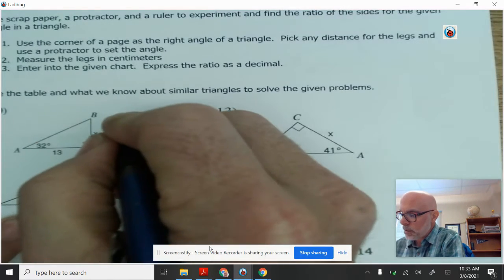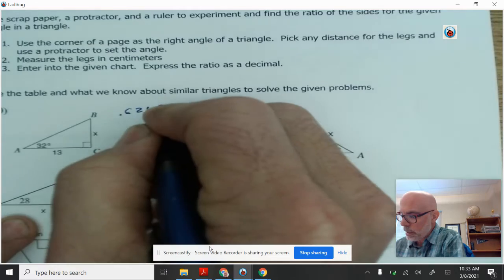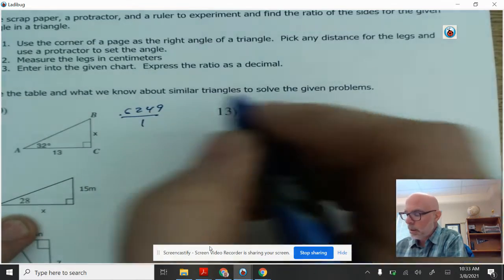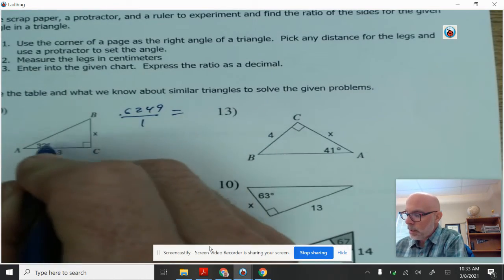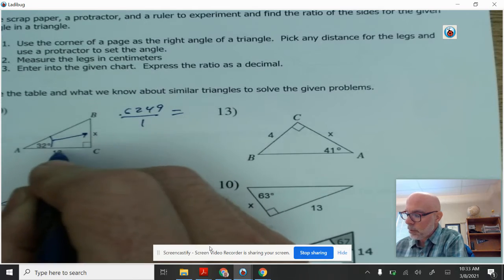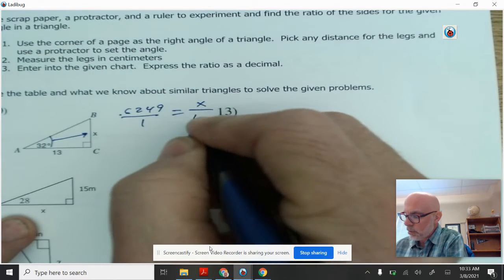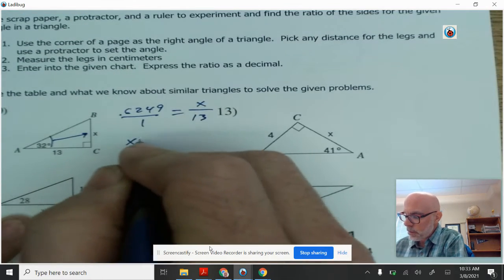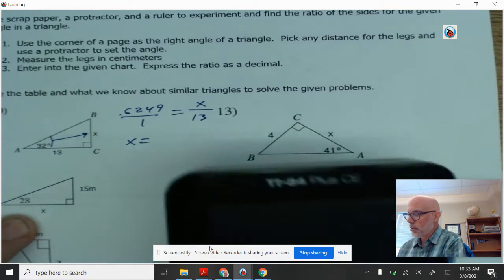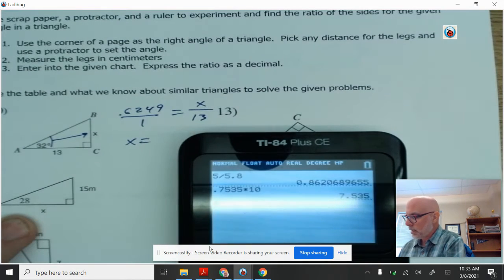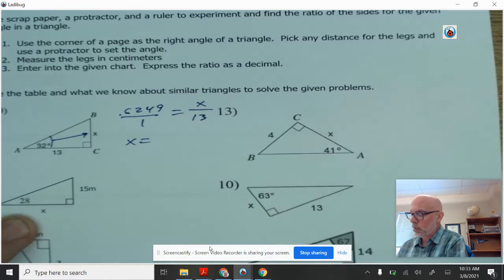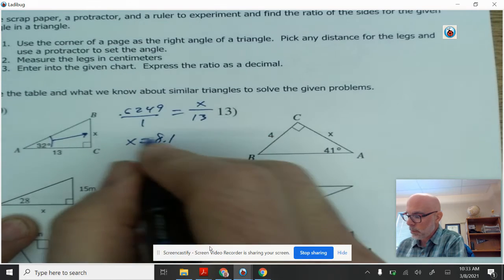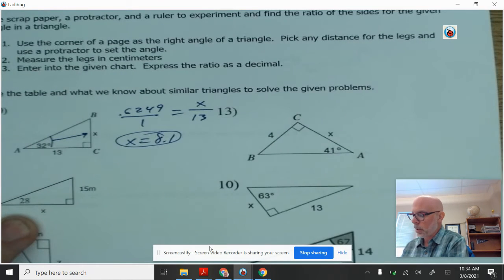I'm going to say, well, the ratio is 0.6249 over 1, which should equal my opposite over my adjacent, which is x over 13. So then you can tell in your calculator that you're going to do 13 times that number. 8.1, we will call it. Okay, done, end of story.